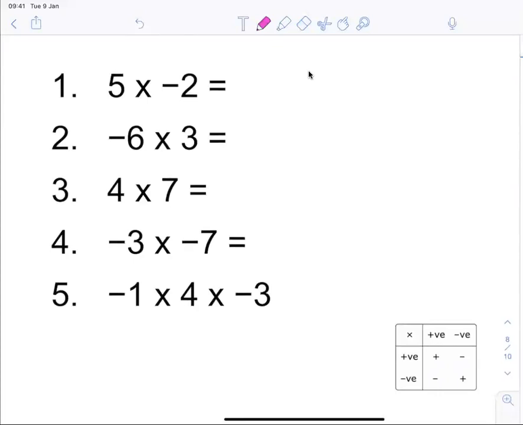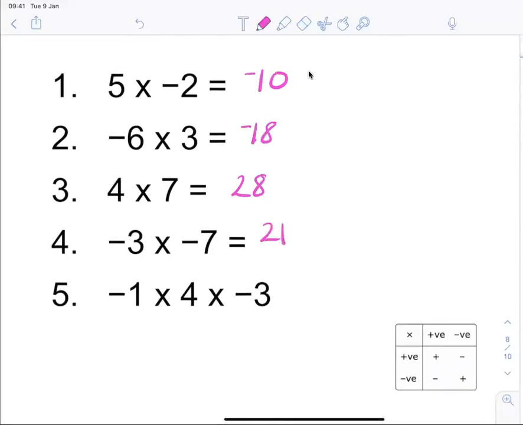Okay, so let's go through our answers. We've got 5 times negative 2, that gives us negative 10. Negative 6 times 3 gives us negative 18. 4 times 7, or positive 4 times positive 7, will give us 28. Negative 3 times negative 7, that will give us 21.